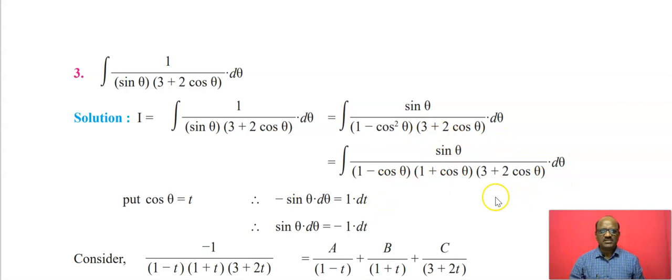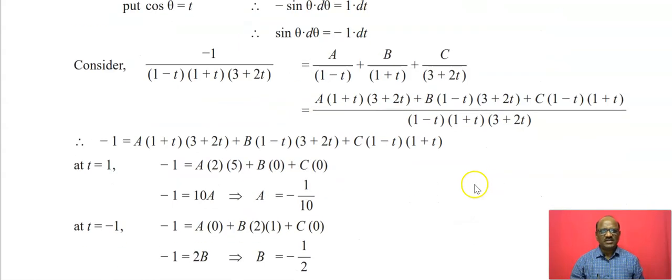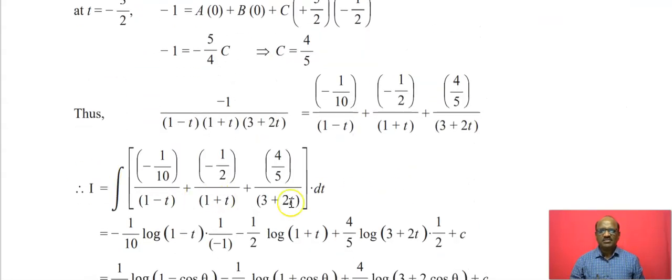Again split this up. Put cos theta equal to t, so minus sin theta into d theta is equal to dt. That is, sin theta d theta is equal to minus dt. And again you will get the expression minus 1 upon a upon (1 minus t) plus b upon (1 plus t) plus c upon (3 plus 2t). And in this way you can find out the values of a, b, c and then integrate by using our standard results.